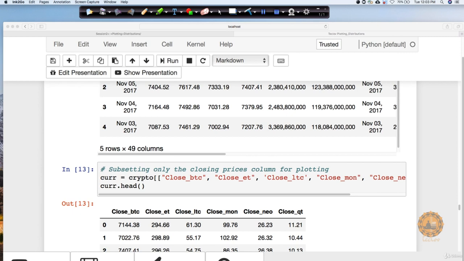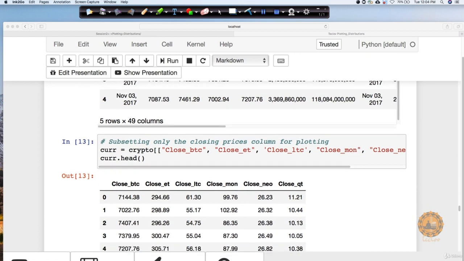No. We can visualize 2D data, maybe 3D data. But how many dimensions does this data have? 1, 2, 3, 4, 5, 6. There's 6-dimensional data, and it's impossible for me to create a 6-dimensional graph. So what I can do is use a very nice technique called pair plot. What a pair plot does is plot every two possible columns against each other, like close underscore BTC versus close underscore ET, similarly close underscore BTC versus close underscore ITC, and so on. For every column with every other column, it plots a pair plot. You can see this here.